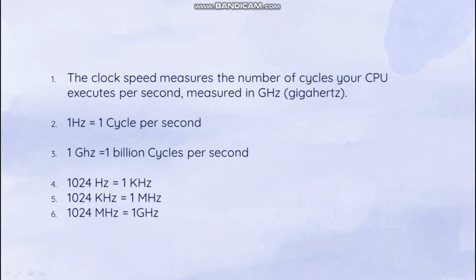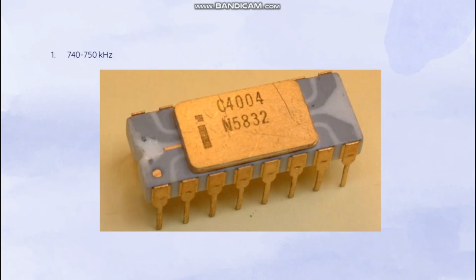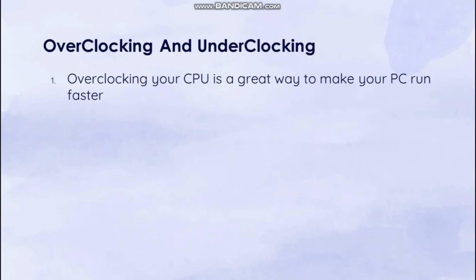These are some mathematical calculations. 1024 Hz is equal to 1 kHz. 1024 kHz is equal to 1 MHz. And 1024 MHz is equal to 1 GHz. So now you can imagine the speed of the processor you are using. The image on the screen is the first processor. It is Intel 4004. It was designed in 1971 and it has a clock speed of 740 kHz.